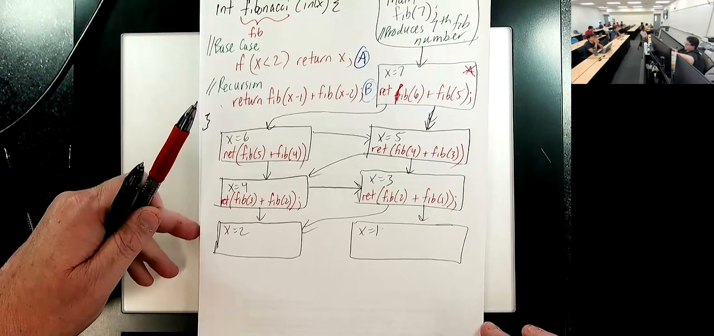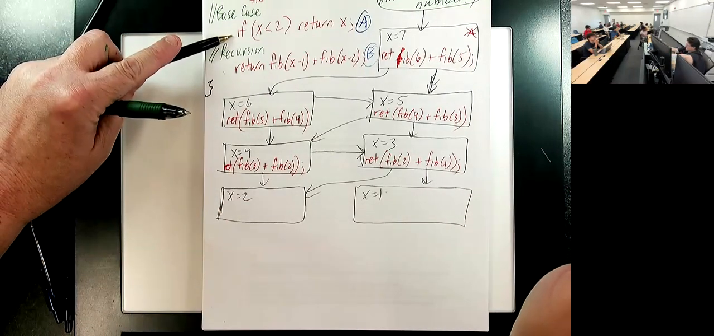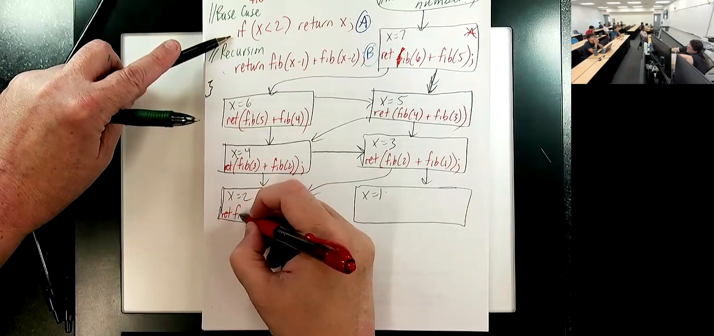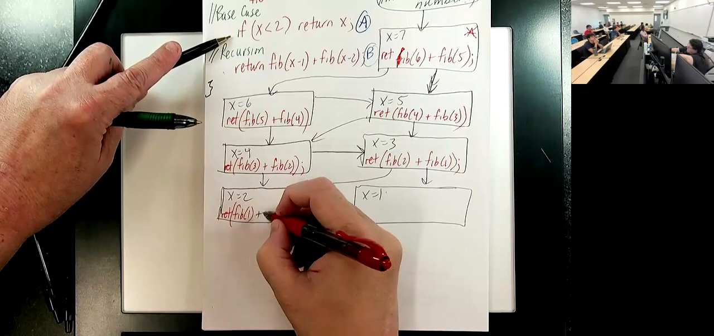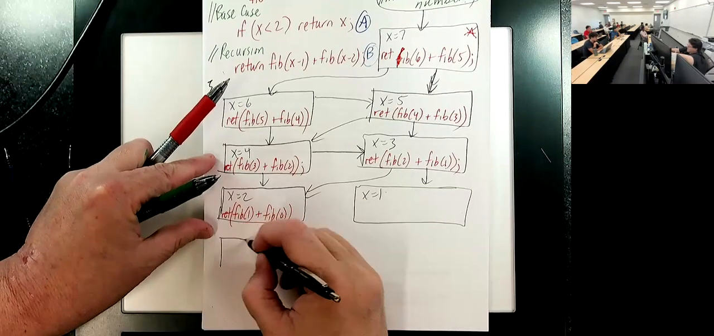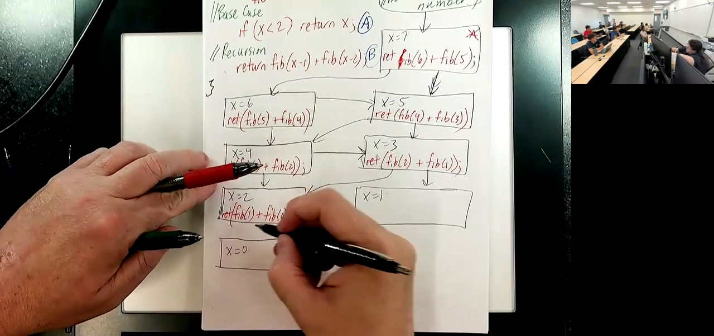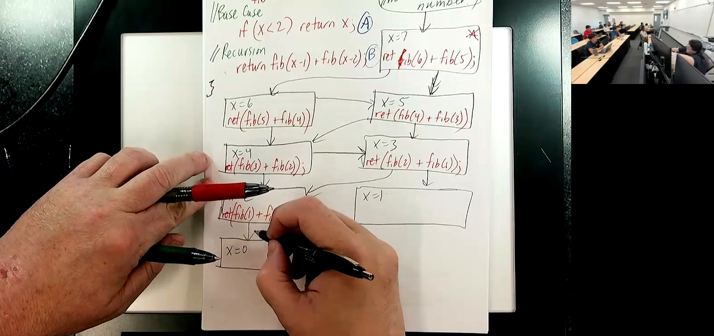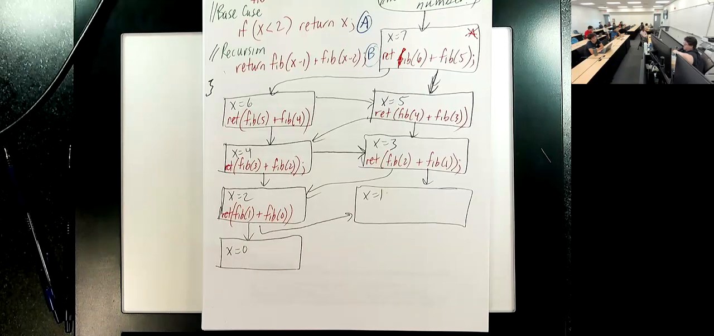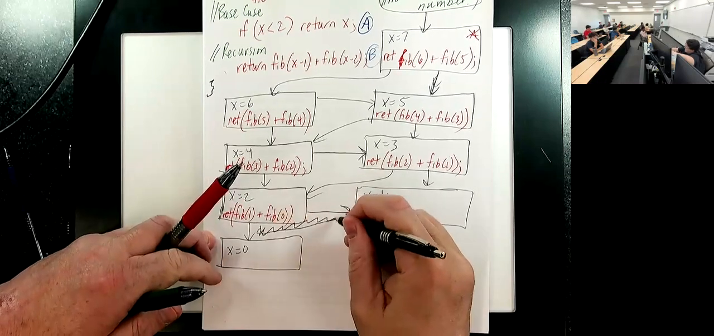Now we check. X equals 2 does not meet A. So this one is going to return fib 1 plus fib 0. So we've got another box down here for x equals 0, and it points to this one and that one. I guess I could have just done it like that, like I did everywhere else.